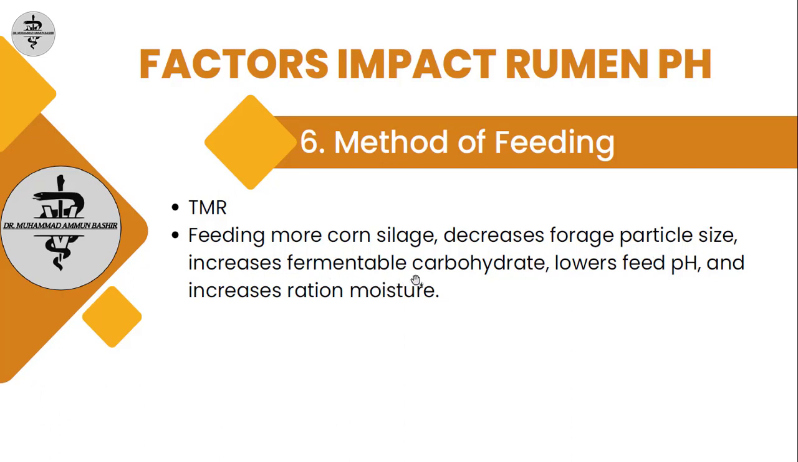Just like that, if there are more carbohydrates inside the feed, more starch digesting bacteria act on it, also leading towards acidosis or a lower pH. And if there is increased ration moisture, ultimately less dry matter intake, less production of bicarbonate ions, ultimately that also leads toward acidosis.